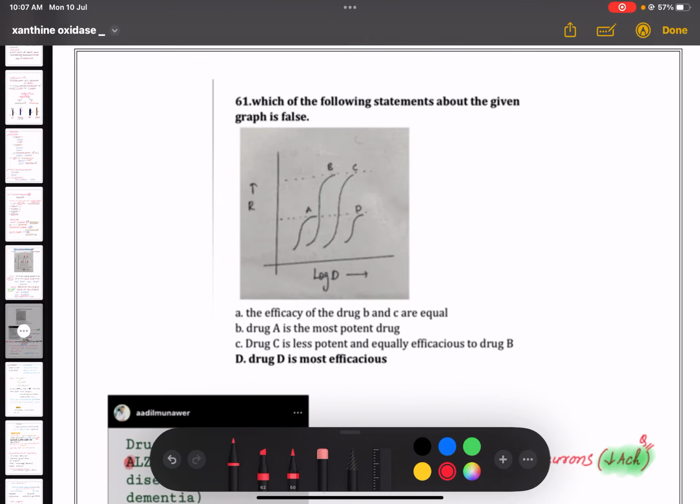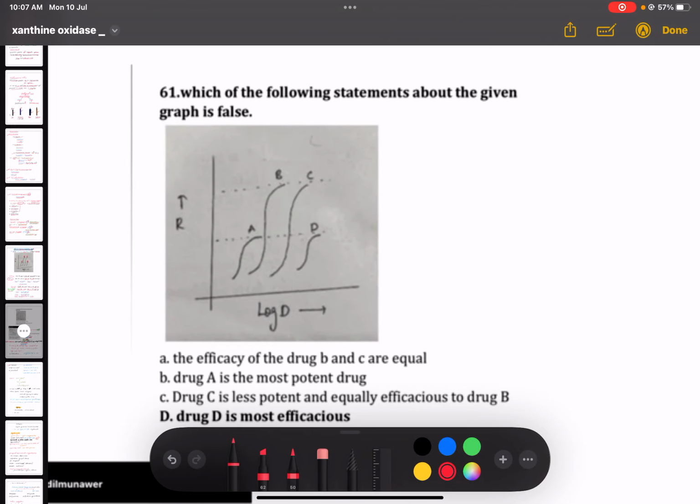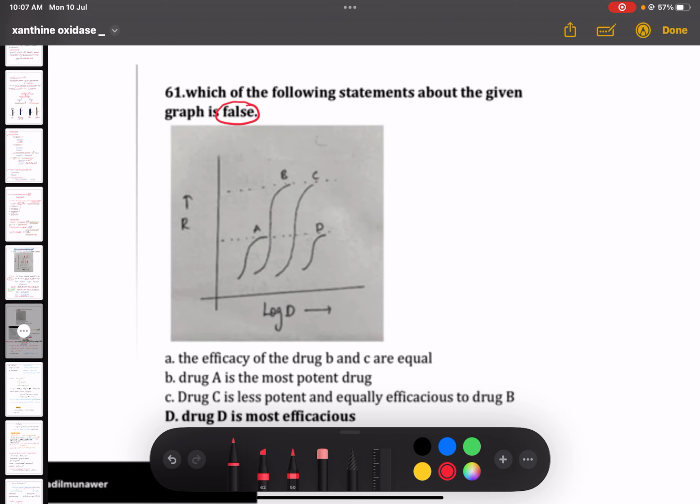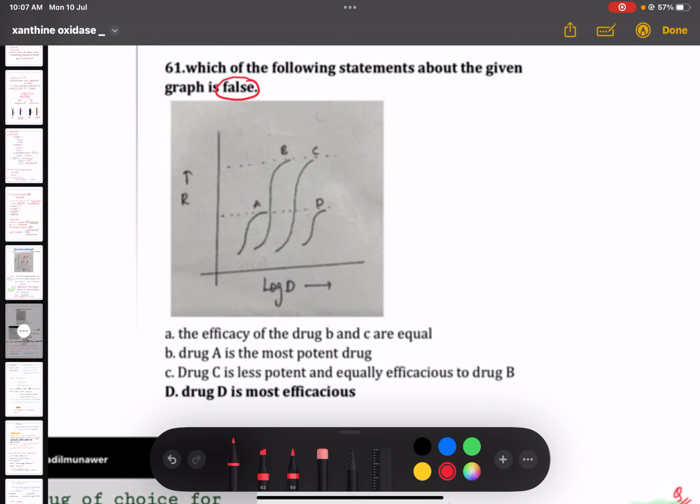Now let's see this question. Which of the following statements about the given graph is false? We have to find the false statement. Option A: the efficacy of drug B and C are equal. B and C are equally efficacious. Why? Because they have equal height. This is the right option. Drug A is most potent. Yes, drug A is most potent because it is on the extreme left position.